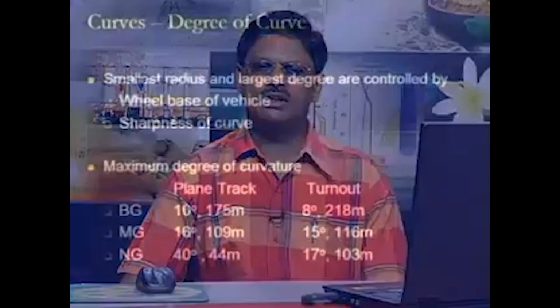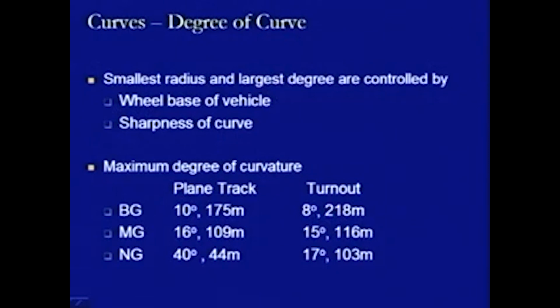Now, based on all these considerations, the maximum degree of curvature has been defined for different gauges of the tracks. We have the broad gauge, meter gauge and the narrow gauge. In the case of the plain track, the value for broad gauge is fixed at a maximum of 10 degrees. For meter gauge, it is 16 degrees, because here the wheelbase is reducing, and when the wheelbase is reducing, it has the possibility to negotiate a sharper curve.